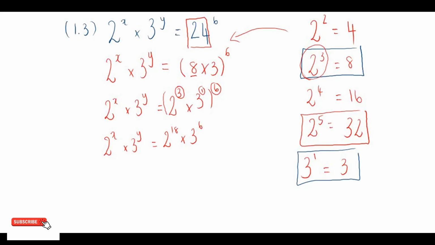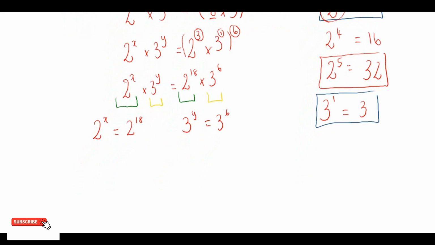Alright. And then from here, what do we see? We've got a base 2 on the left hand side. We've got a base 2 on the right hand side. So we can simply equate these two together. So it's 2 to the power of x is equal to 2 to the power of 18. And we also have a base 3 on the left hand side and a base 3 on the right hand side. So we're going to equate these two together. So it's going to be 3 to the power of y, which is equal to 3 to the power of 6. And then what we know from exponential laws is that if you have the same bases, you can drop the exponent. Same base, you drop the exponent. So that is exactly what we're going to do. Alright, so you're going to have x is equal to 18 and y is equal to 6, because we simply dropped these exponents because our bases are the same.